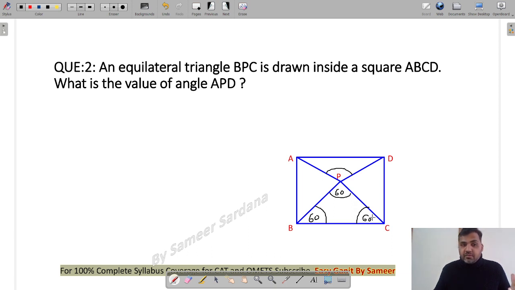Now we are supposed to find out the value of angle APD, guys. Can you see that in a square the complete angle is 90 degrees, so can I say that this angle will be 30 degrees, right? And this angle will also be equal to 30 degrees.